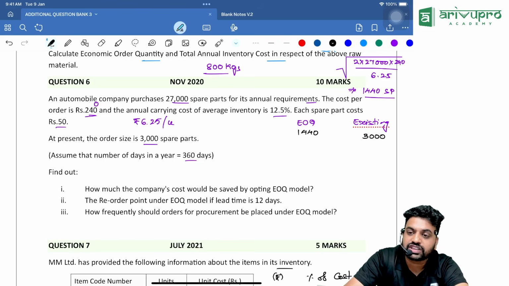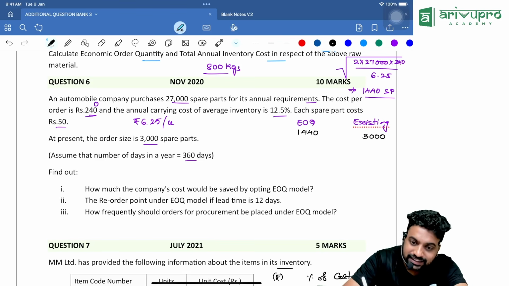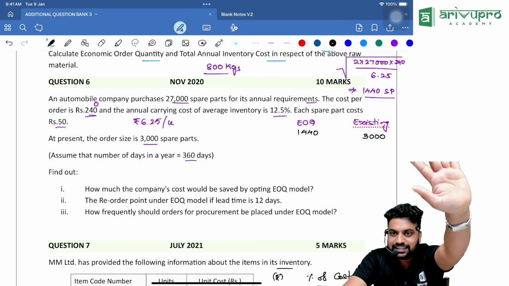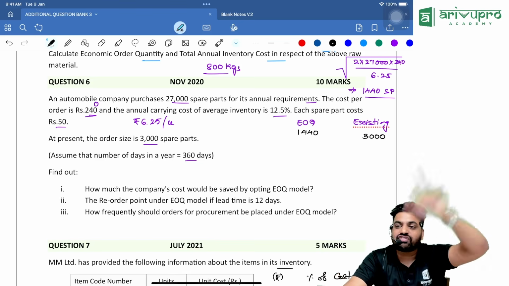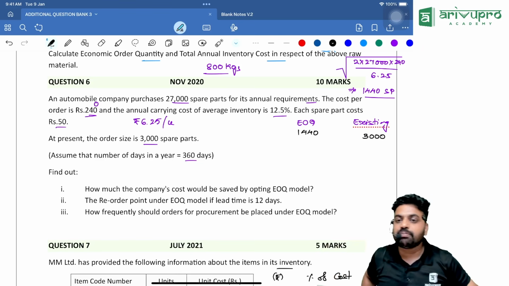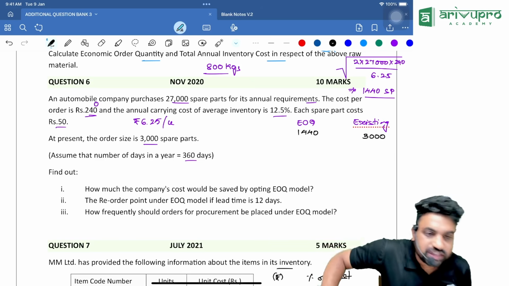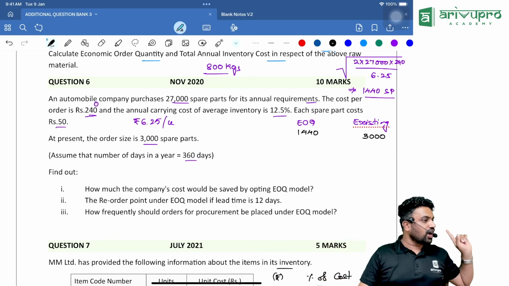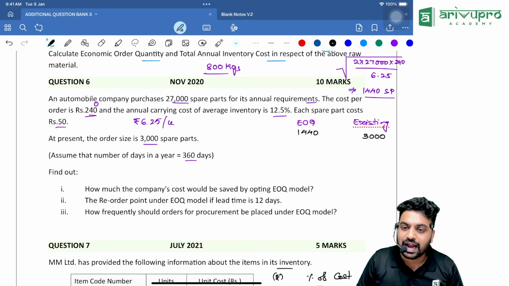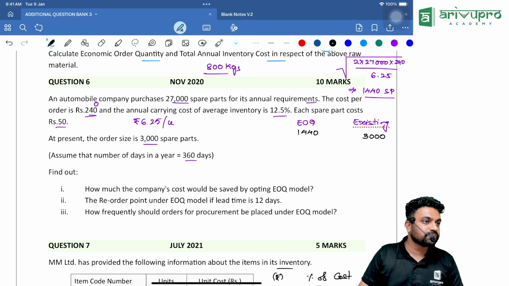Instead of 1440, if at all you got 1339.4, 1339. Units can be rounded off in normal way. Max to max you might have to place one more order, that's it. But orders you can't round it off to the nearest number. Orders should always be rounded off to the next number. Why? Because if you round off order to the previous number, then you won't be able to get the annual requirement how much you planned. There will be a shortage.